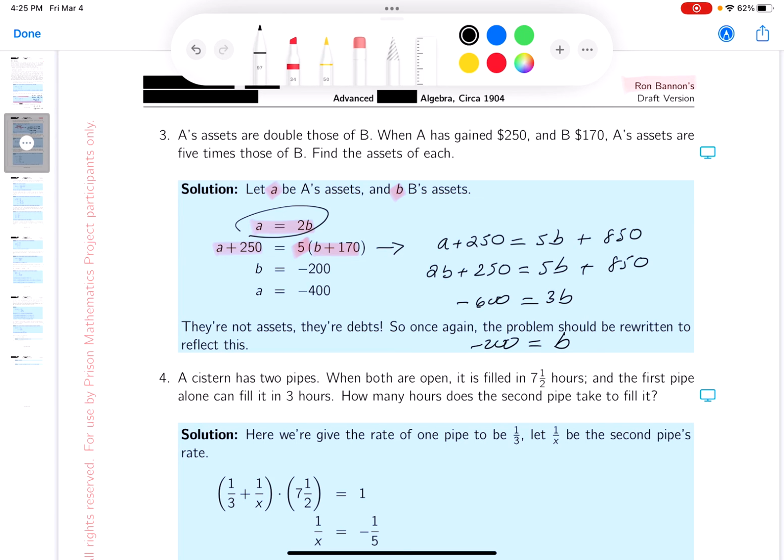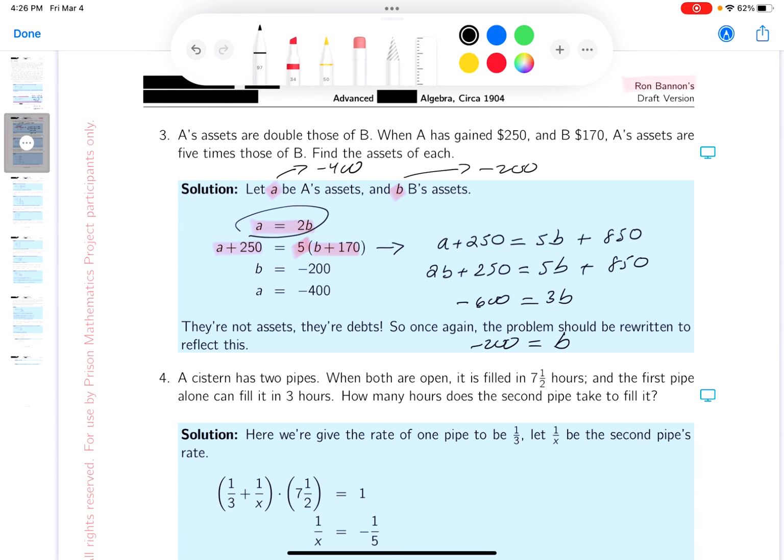And again, by today's standard, we'd be happy a student wrote an equation down. We'd be happy that students were able to solve the equation. But I want to certainly see if it makes any sense. So B's assets, right, minus 200. And what's A's assets going to be? Twice that, minus 400. All right? We'd even be more happy if students wrote that by today's standards.